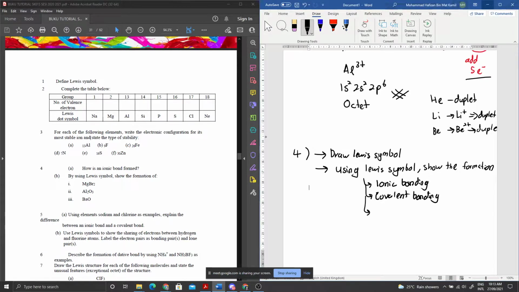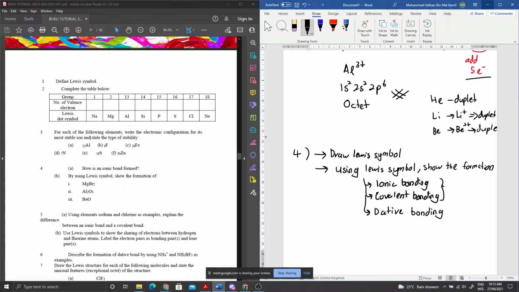And we also have dative bonding, but dative bonding very rarely comes into questions. For this, you just need to know what dative bonding is, where it gives electron pairs. That's all. This is the important part.